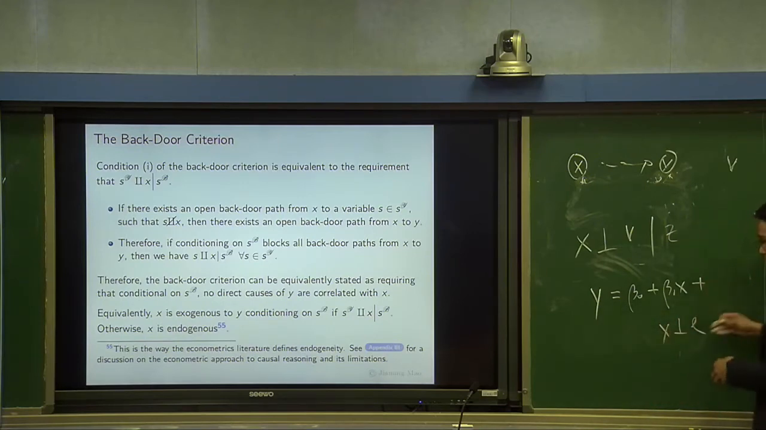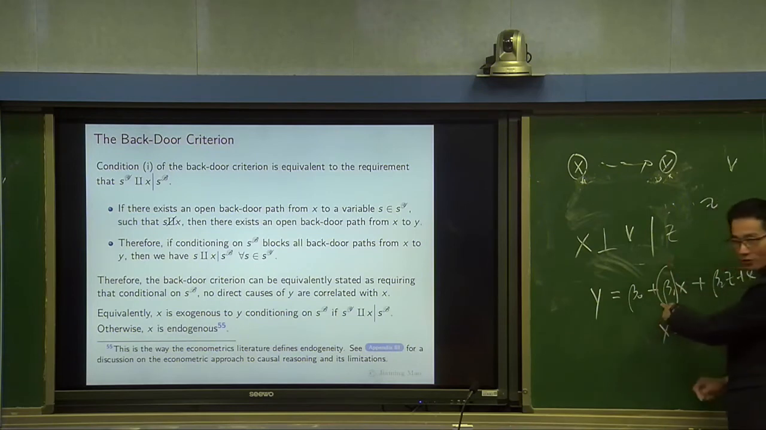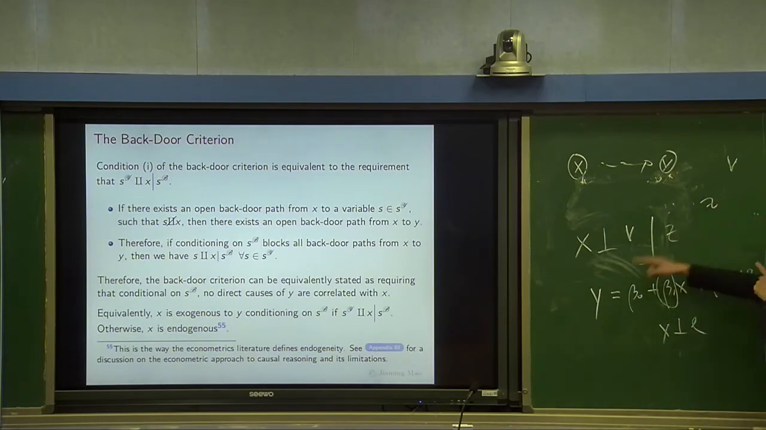But what if they're not? Suppose there's a z that I can control for. Then I control for it: y equals beta 0 plus beta 1 x plus beta 2 z plus e. Now z is the control I add in. So the argument is if I add a control z, e and x become independent. In that case, I can identify the causal effect. But what is this e? This e is any cause of y other than x. So this e is our v here.